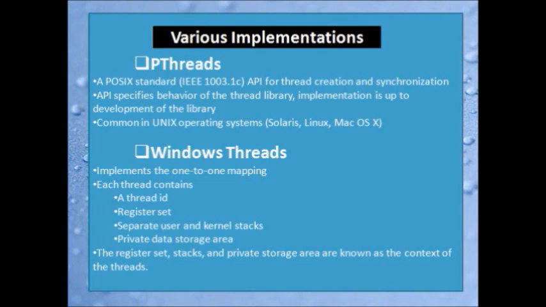Windows threads. Windows implements the one-to-one mapping. Each thread contains a thread ID, register set, separate user and kernel stacks, and a private data storage area. The register set, stacks, and the private storage area are known as the context of the threads.